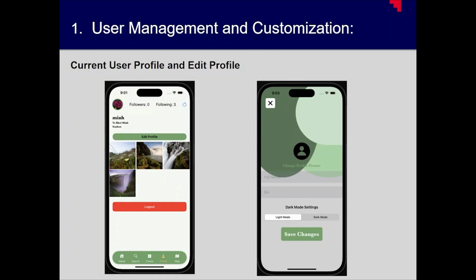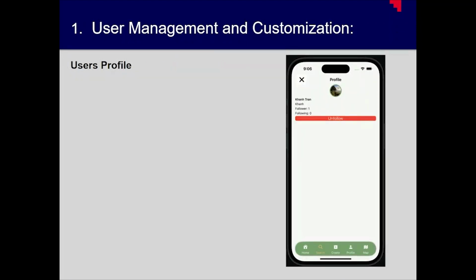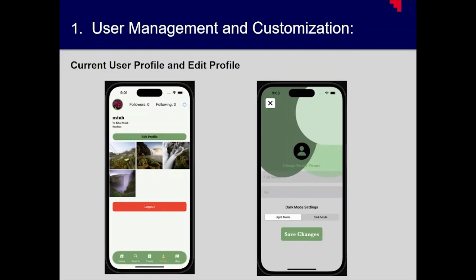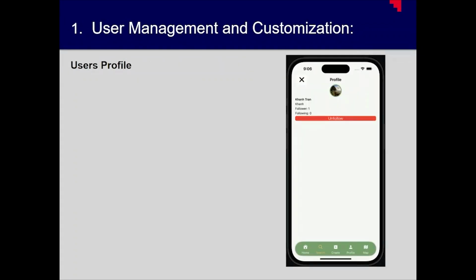In this current user profile, I have the follower and following counts. This is the user profile. This is another user that has the follow or unfollow button. When you follow or unfollow someone, the number of followers and following in your current profile will display exactly according to the user that you unfollowed or followed.